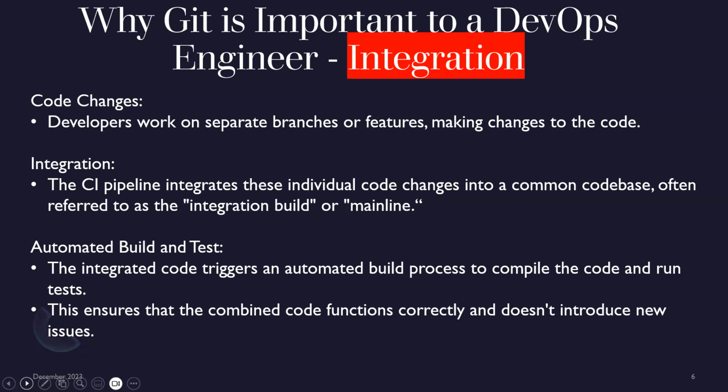When that process is happening, the integrated code is always going to trigger an automated build process to compile the code and run the test. And this is going to ensure that the combined code functions correctly and is not going to break the build.